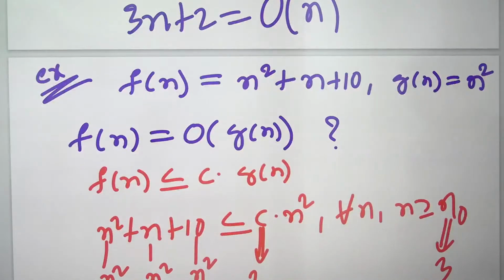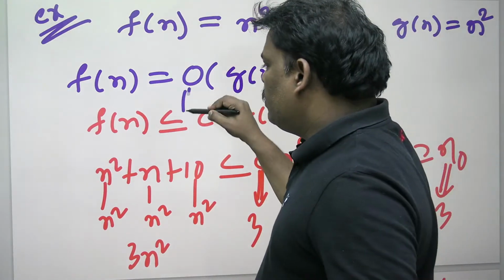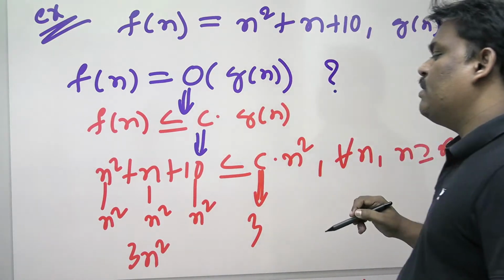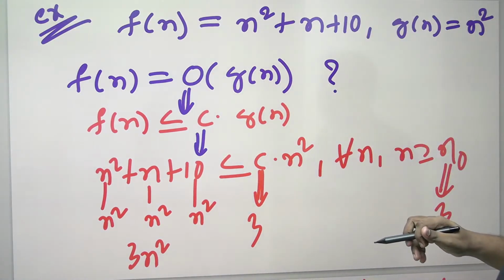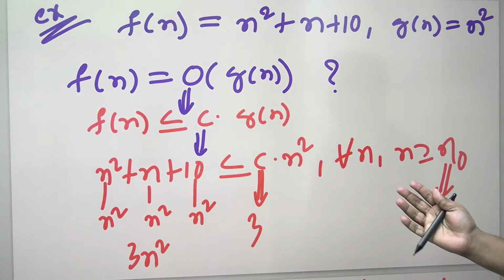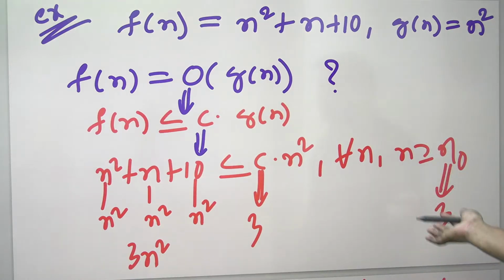Now to get more clarity, I took one more example. f(n) is n square plus n plus 10, g(n) is n square. I want to prove f(n) is big O of g(n), so this condition should be satisfied. I tried: f(n) is n square plus n plus 10 less than or equal to c into n square. To be frank, the left is bigger, but I want to prove the right is bigger.